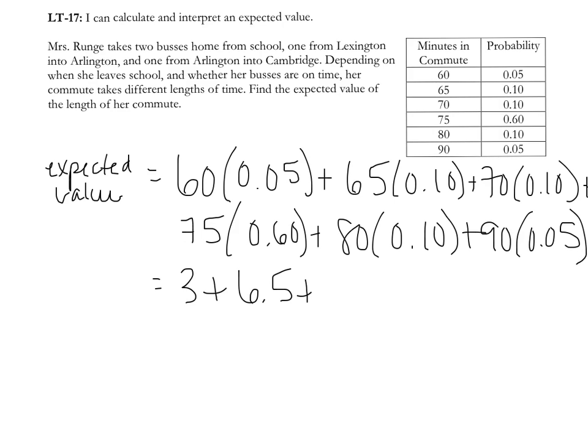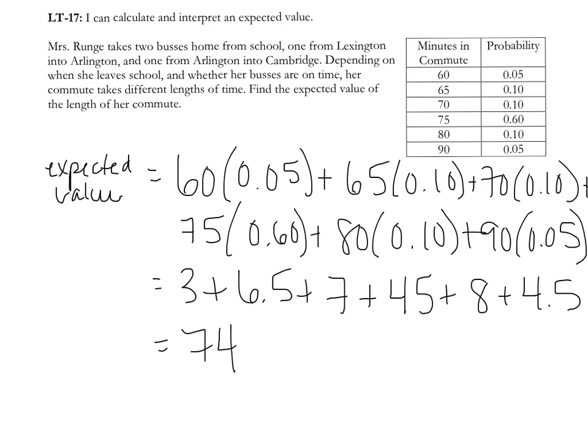70 times 0.1 is 7. 75 times 0.6 is 45. 80 times 0.1 is 8. And 90 times 0.05 is 4.5. So then we just add all of these numbers up. So we do 3 plus 6.5 plus 7 plus 45 plus 8 plus 4.5, and we end up getting 74.